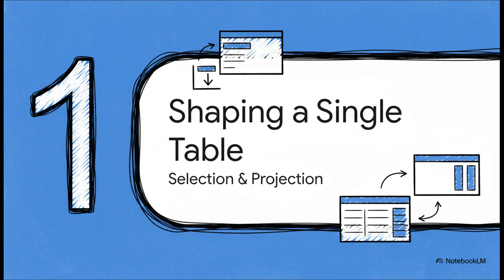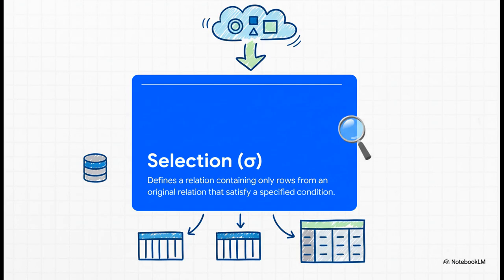All right, let's start with the absolute basics. How do we just shape a single table of data? To do that, we're going to look at the two most fundamental tools in the whole toolkit: selection and projection. First up, we've got selection. You'll see it written with the Greek letter sigma. Just think of this as a horizontal filter, plain and simple. It goes through a table, row by row, and it only keeps the rows that match a condition you set. If you've ever typed WHERE in an SQL query, yep, you've been using selection. It's the exact same idea.